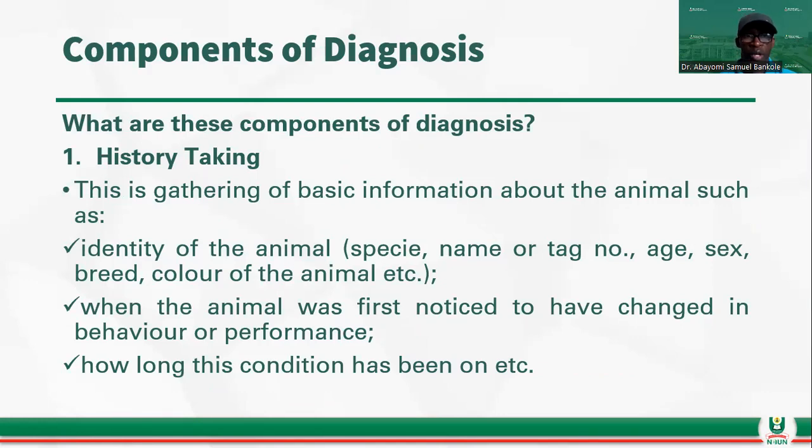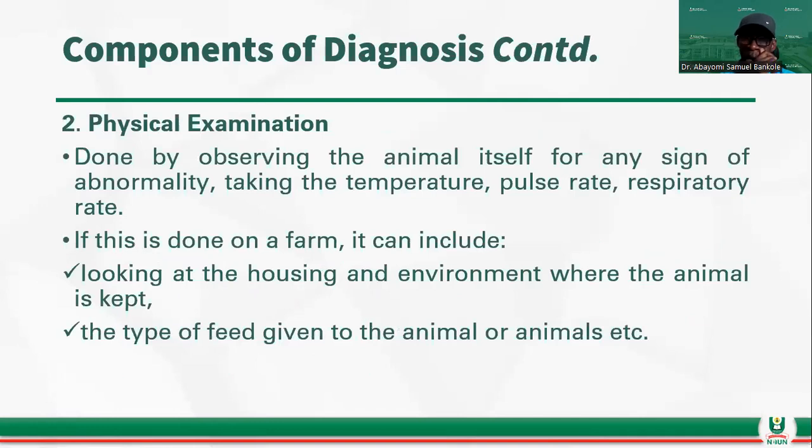Now, the components include, one, history taking. This is gathering of basic information about the animal, such as the identity of the animal, like species, the name or tag number, age, sex, breed, color of the animal, and so on and so forth. Now, when the animal was first noticed to have changed in behavior or performance is also important basic information, or how long this condition has been on. This forms history taking.